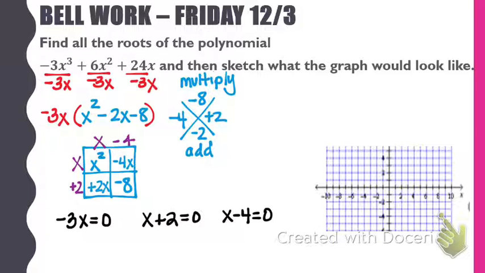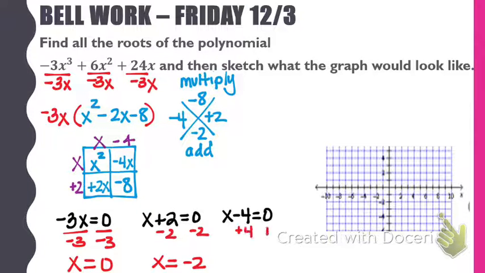So for the first one, you have to divide both sides by negative 3. When you divide both sides by negative 3, 0 divided by negative 3 is 0. So x equals 0. For my second equation, I have to subtract the 2. So x equals negative 2. And for my third equation, I need to add 4. X equals 4. So let's make our sketch.